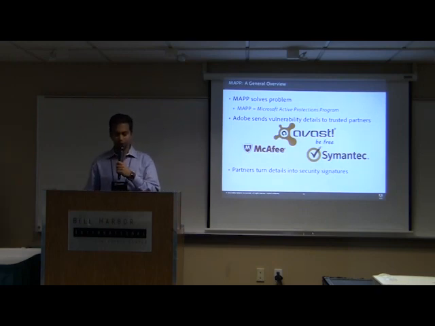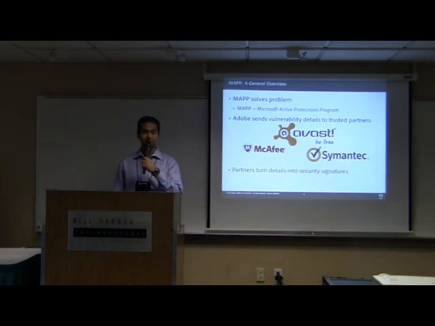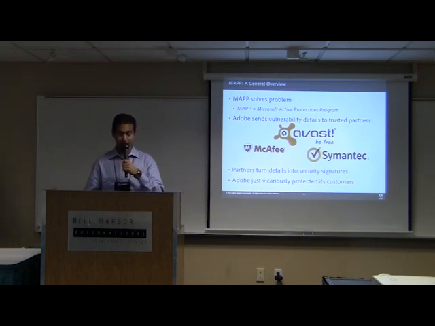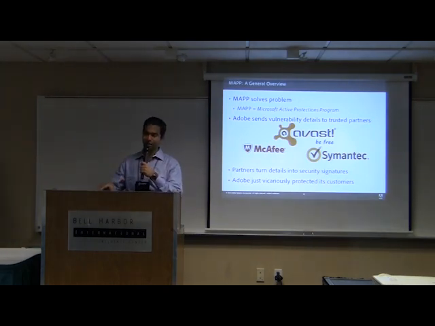Upon receiving this content, these partners turn the details into security signatures. So the likes of McAfee or Symantec might turn details about a vulnerability in Reader into a generic and precise proactive signature, so that when exploits come out, the signatures are proactive. And say a signature like that kicked in for an exploit file in the future, then via Symantec or McAfee or another company, Adobe just secondhand protected its customers.